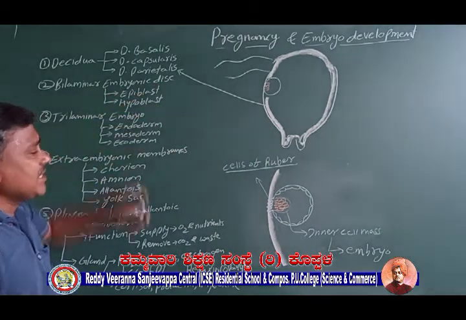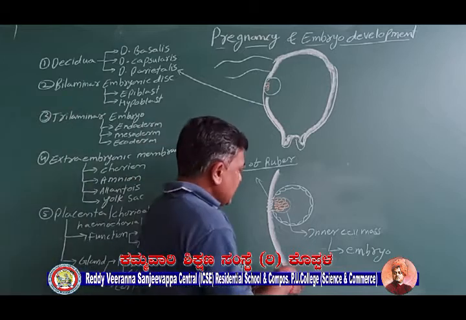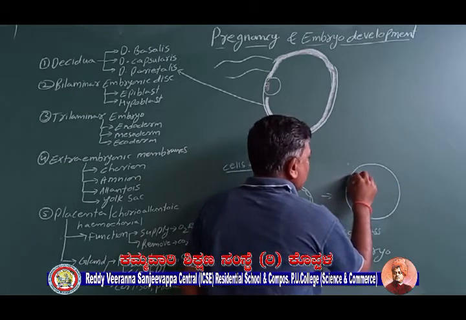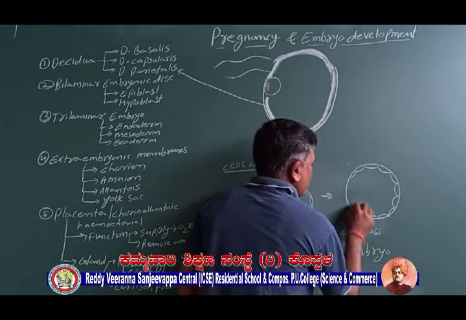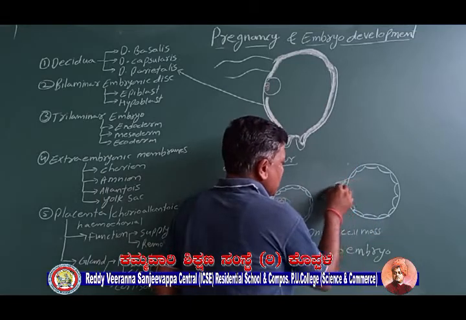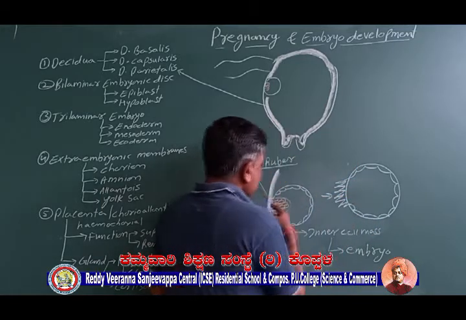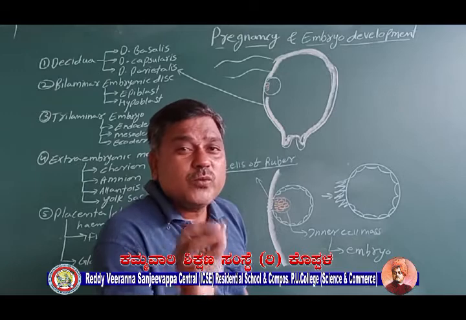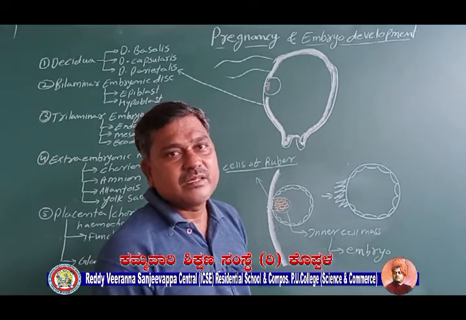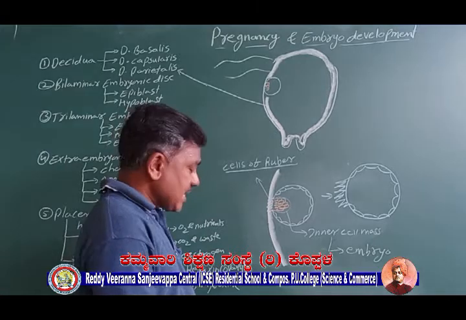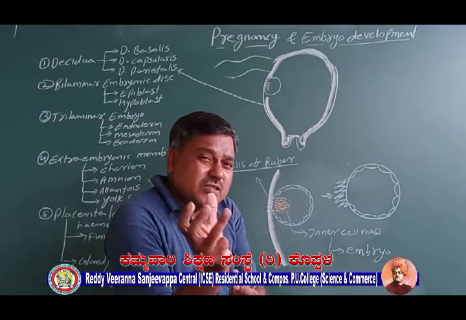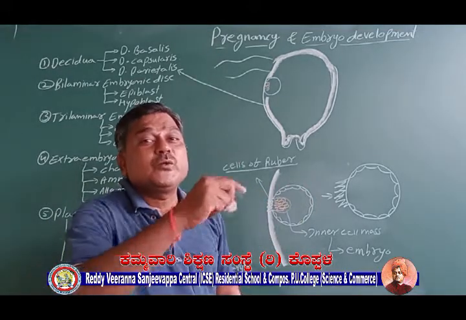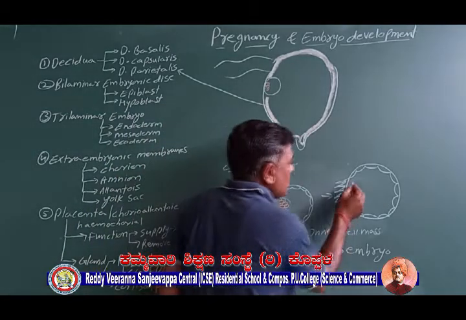Now, how is this embryonic disc forming? Here there is a presence of trophoblast cells. Now, these trophoblast cells remain as they are. So, these are the cells of Rauber. Okay, now cells of Rauber slowly start degenerating. And the inner cell mass, as it was present as a mass, is adjusting itself into two layers.